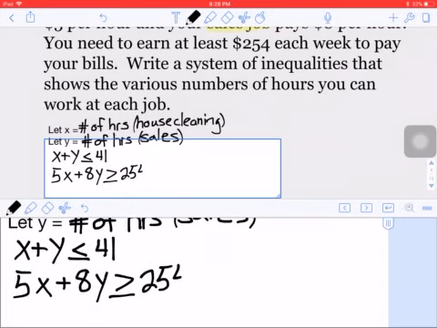Okay, that way we can pay the bills and we're not going to get fussed at by any collections agencies, because that would not be a good thing. So those are our inequalities now.